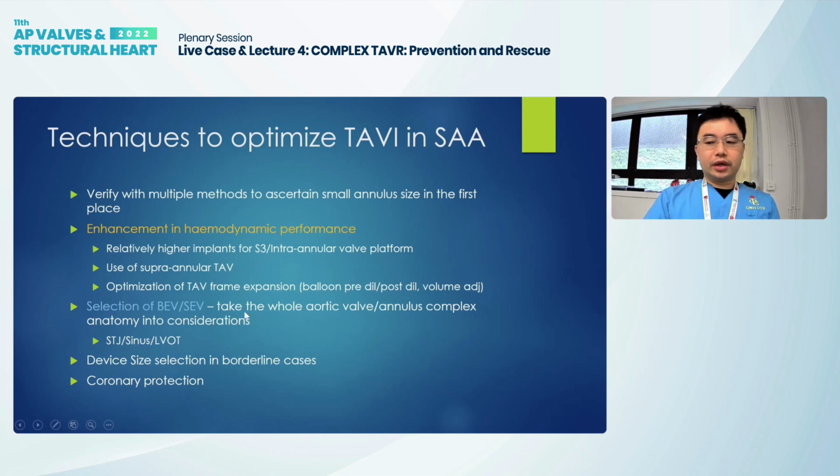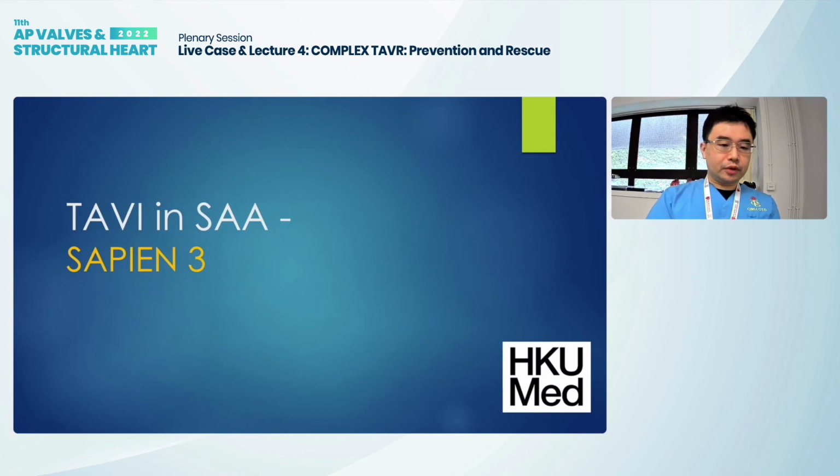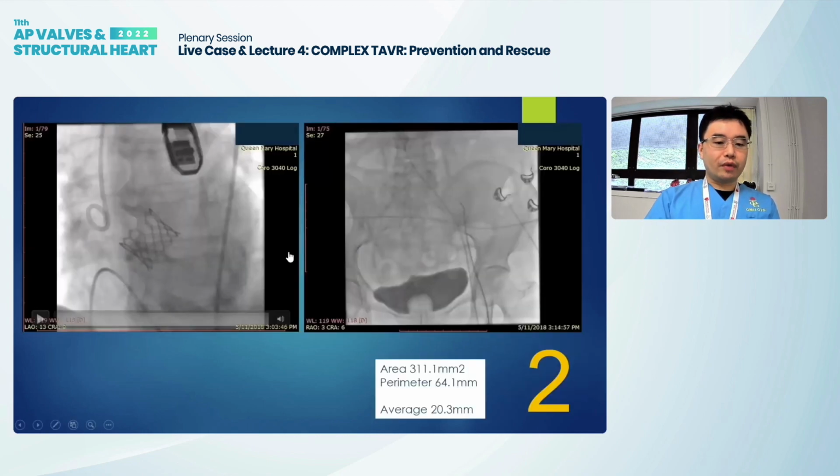Selection of valve, yes, we tend to use some valves to have better hemodynamic performance, but we have to take the whole aortic valve annulus complex into consideration because usually, not only is the annulus small, the STJ, sinuses, and aortic valve are all small. If you put in a supraannular valve, then that may be too big for that anatomy, and the metal occupying that area will be a lot. So we would have potential effects on future coronary access and also future problems with valve TAVI.